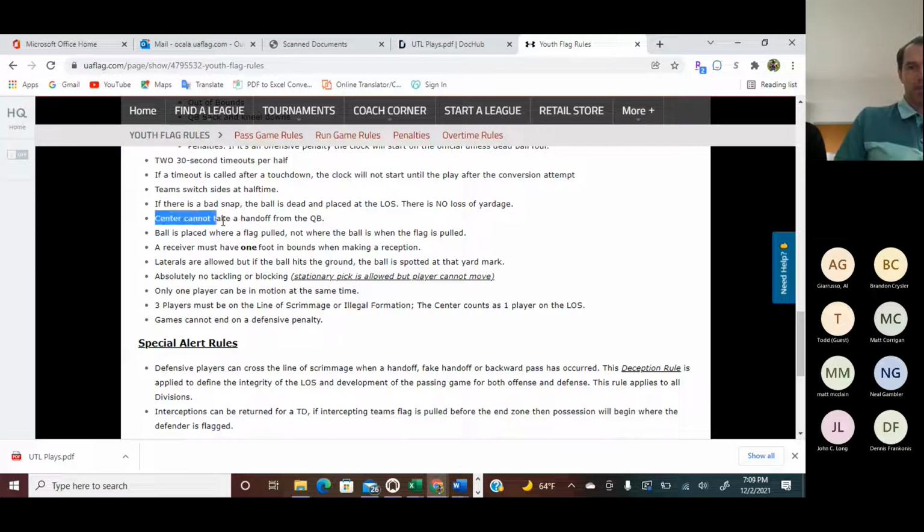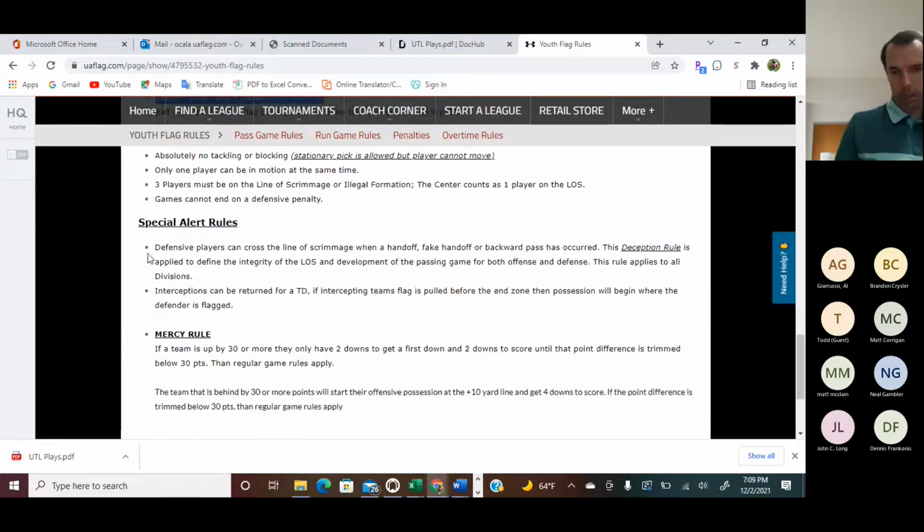This one right here: the center cannot take a handoff from the QB. And the ball does have to go through the center's legs for the snap to count.